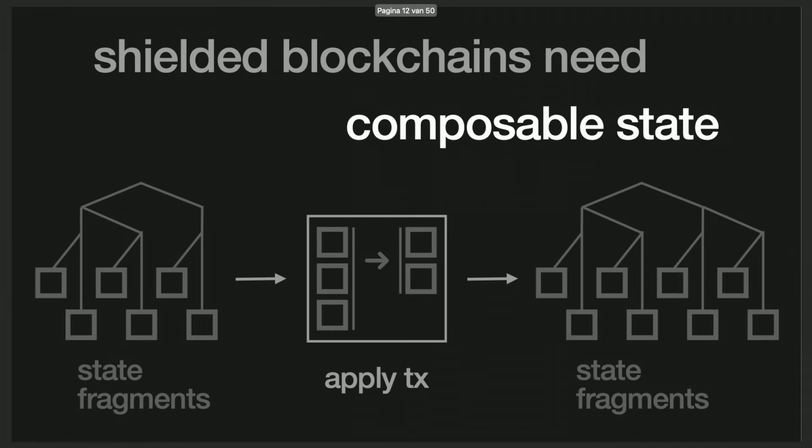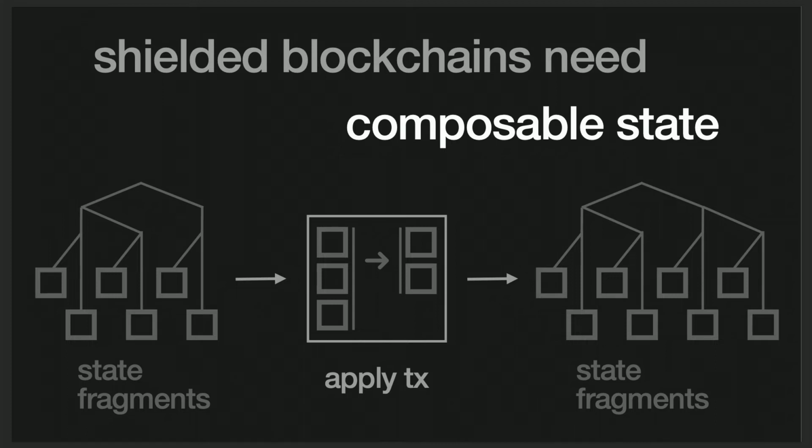And on the other hand, if you have a shielded blockchain, you need to have a different state model that's built on composable state. This is actually more similar to the original UTXO model in Bitcoin, where instead of saying, oh, we have this big ball of global state, and a transaction can just edit that and do whatever, we have this collection of state fragments. And these state fragments are immutable, but they're also composable.